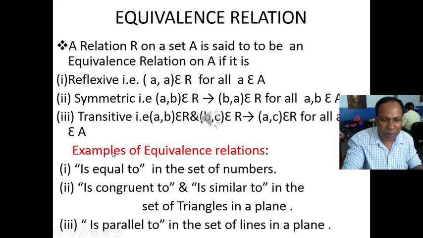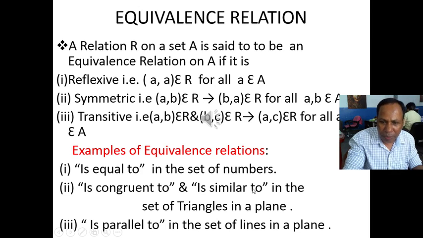Taking some examples, the relation "is equal to" in the set of numbers, we have already found that this relation is reflexive, symmetric, and transitive. So it satisfies all three properties, and it is an equivalence relation. Similarly, the relation "is congruent to" is an equivalence relation because it is reflexive, symmetric, and transitive.